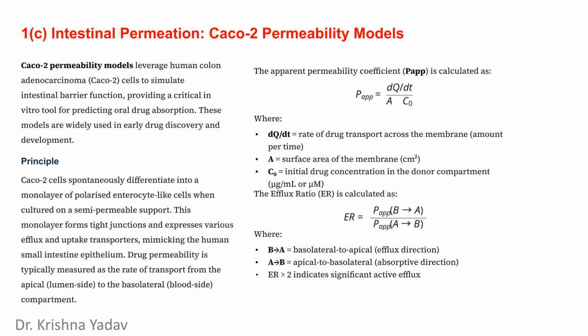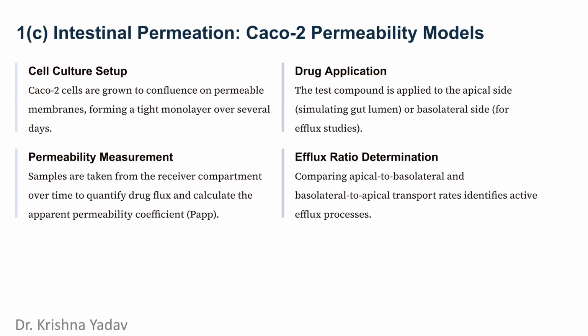The CACO2 model principle involves measuring the apparent permeability coefficient, or PAPP. The efflux ratio, ER, compares transport in both directions. An ER greater than 2 indicates significant active efflux. The protocol for CACO2 studies includes culturing cells to form a tight monolayer, and then applying the drug to either the apical or basolateral side. Permeability is measured over time to determine PAPP and the efflux ratio.